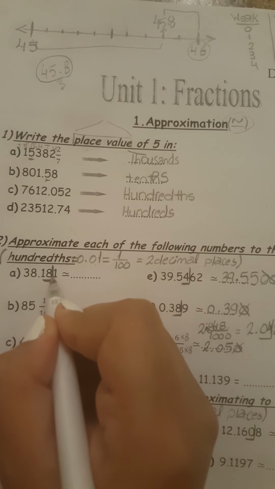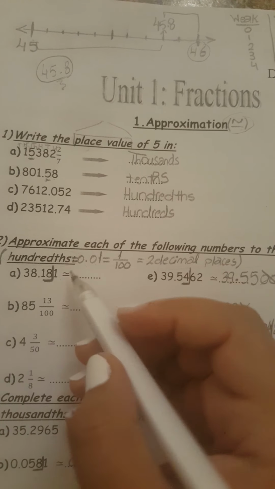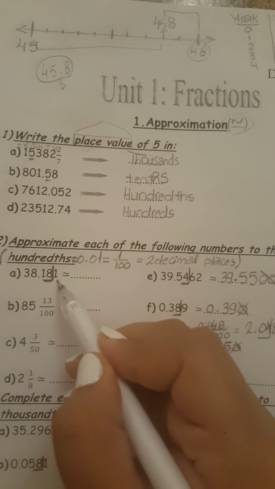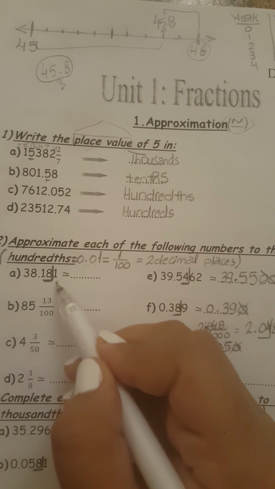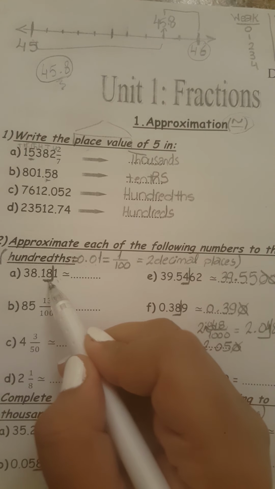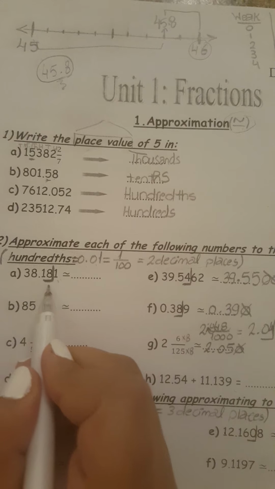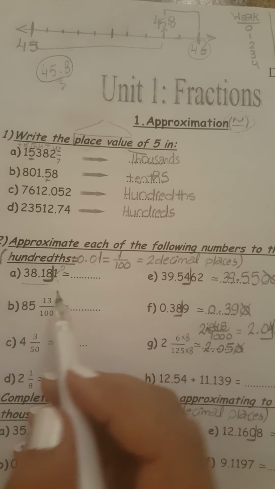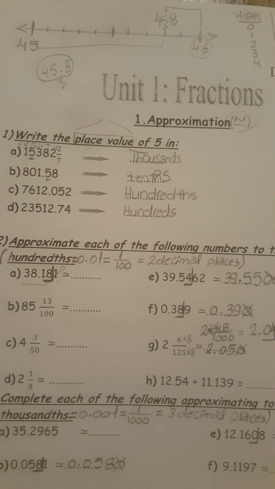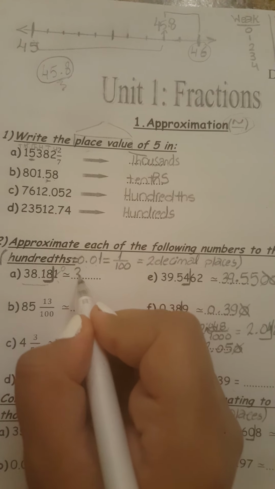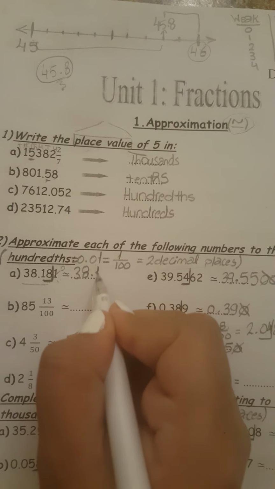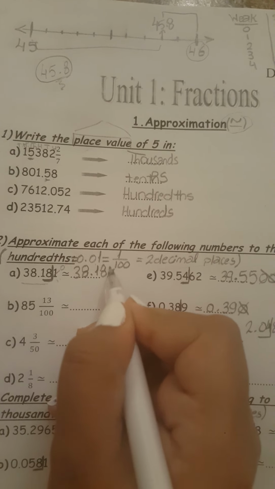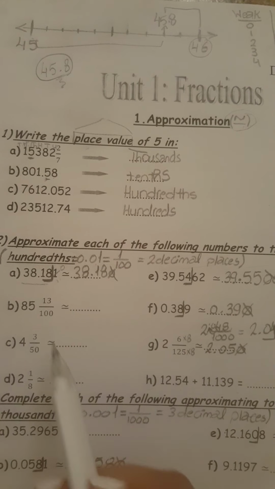He's asking about the hundredth, so I will put my wall here. And see, is the 1 from the strong or the weak team? 1 is from the weak team. So, will it do anything to the 8? No, it's weak. It will keep it the same. So, I will keep all of this the same. And this one, I will switch it to 0. Any digit after the wall, switch it to zeros. So, it will be 38.18. And the 1 becomes 0, which is meaningless. Okay? Let's see the next one.